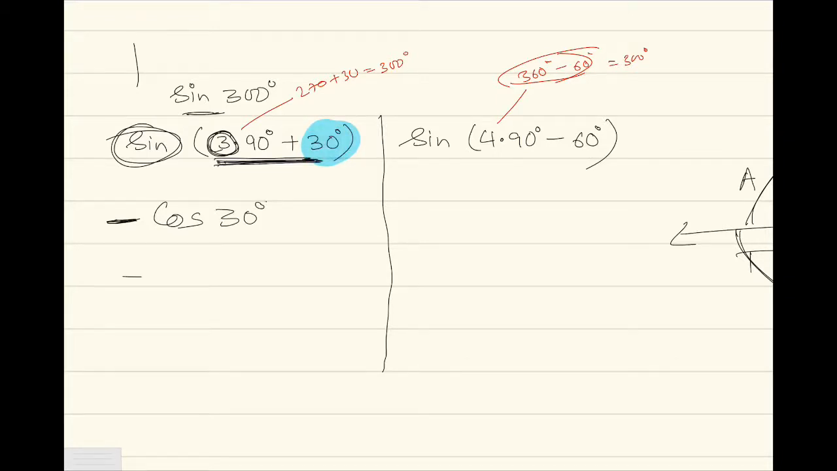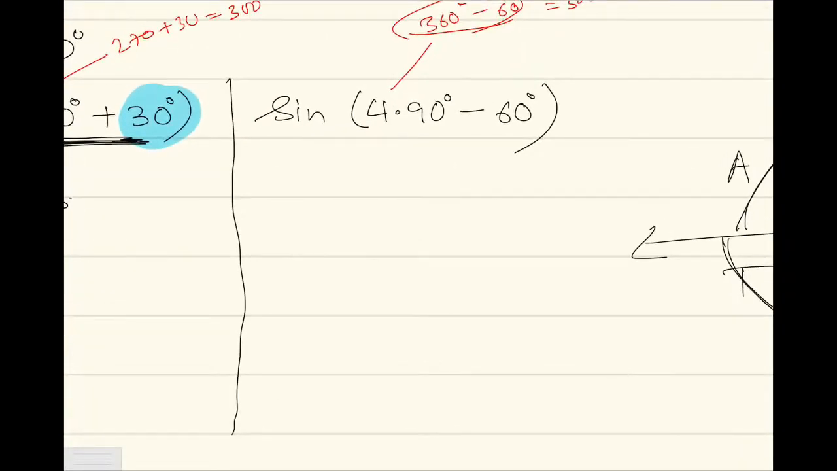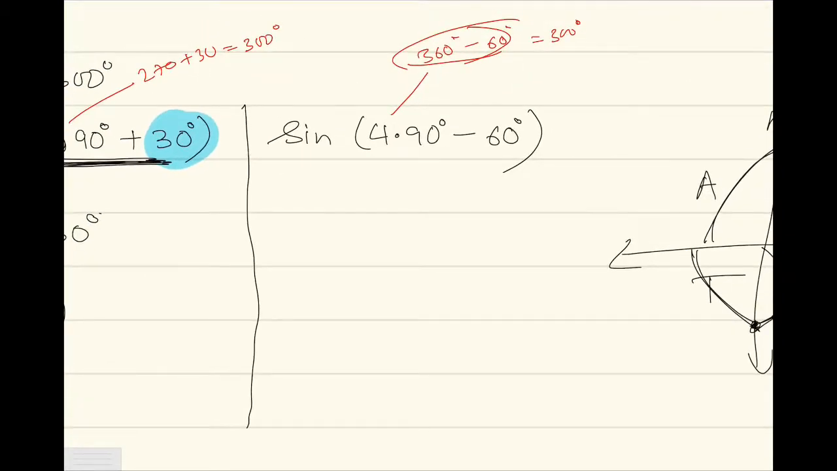So what is the answer? Minus root 3 by 2. So the value of sine 300 degrees is minus root 3 by 2. That's one way. I can do the same thing but in a different way, that is by using the even multiple. Okay, so same thing I will do on the other side here.